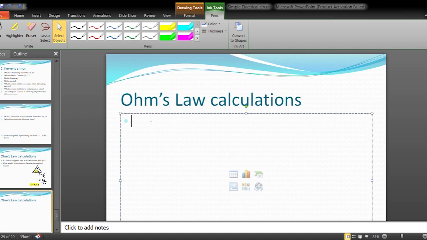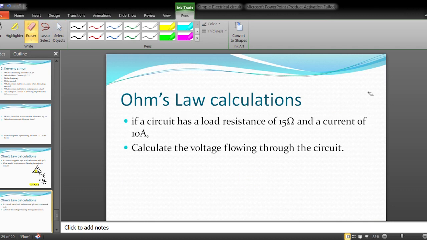Alright, let us put another question together. If a circuit has a load resistance of 15 ohms and a current of 10 amperes, calculate the voltage flowing through the circuit. So this question is asking us to calculate the amount of voltage. Again, we can draw the Ohm's law triangle.